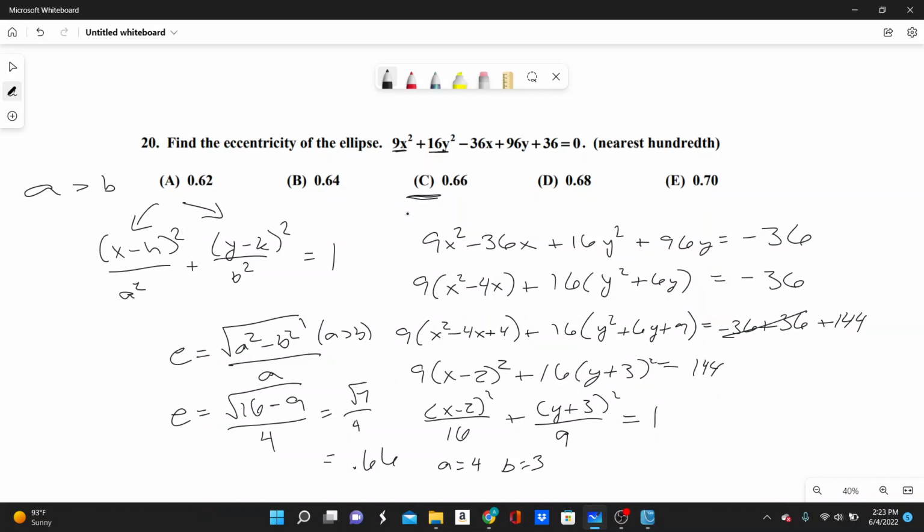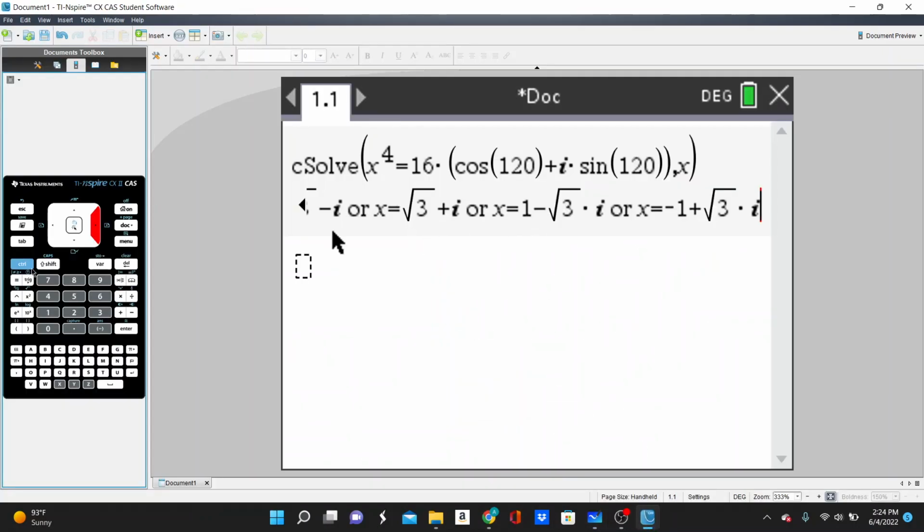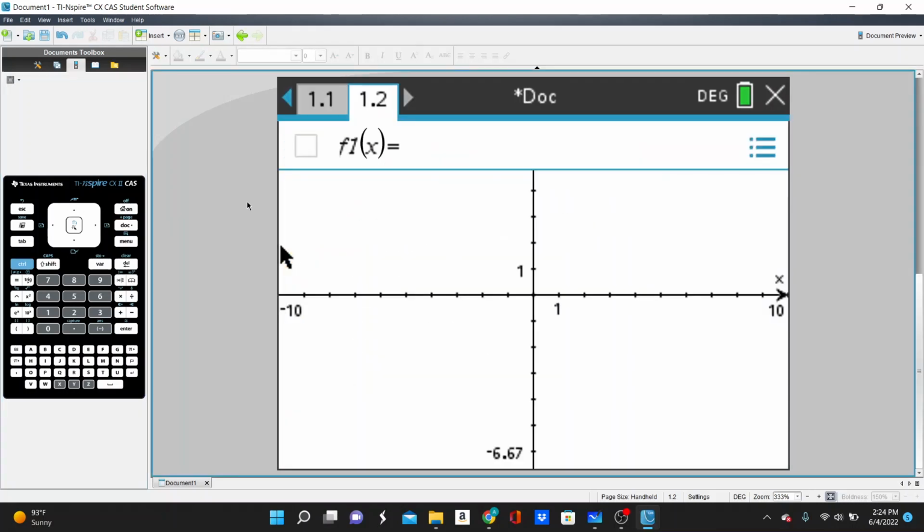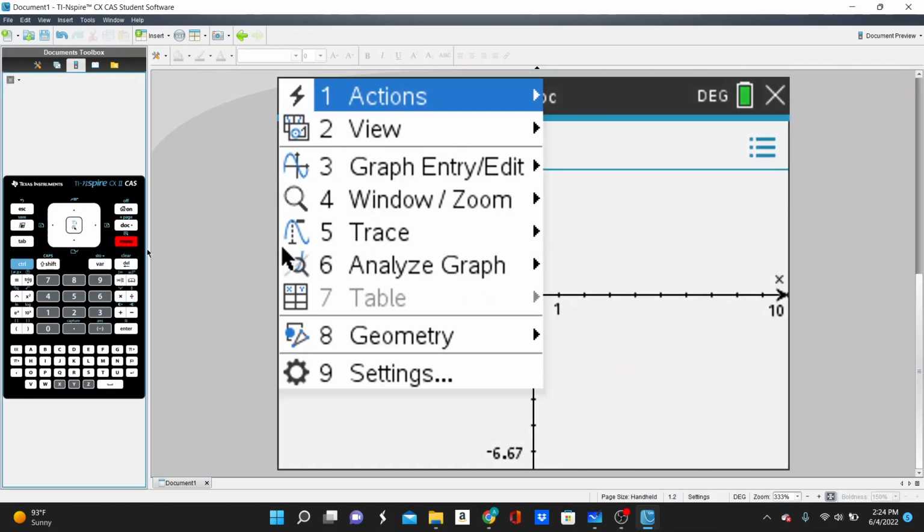Now, I'm going to show you a way to do this on your TI Inspire that is significantly quicker and doesn't require you to do all this work on a test that we all know takes about as much time as you're given. So 9x squared plus 16y squared. I'm going to create a graph page. And then I'm going to change this.